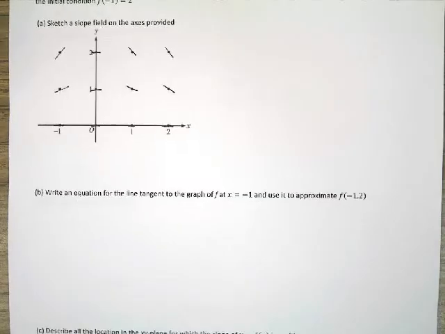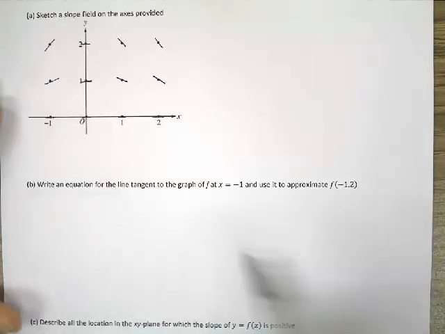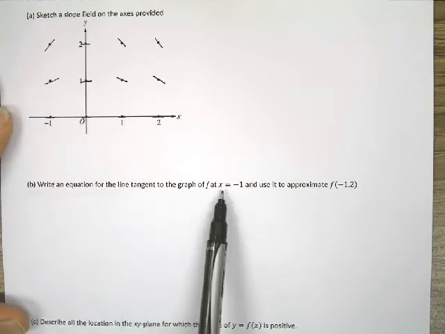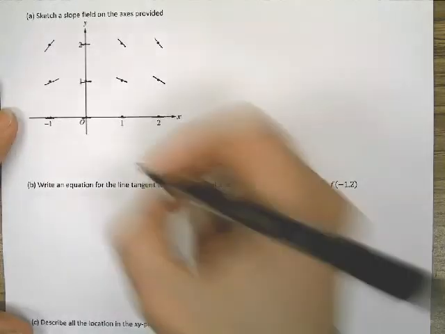So now for part B, it's asking me to write an equation for the tangent to the graph of f at x equals 1, or excuse me, at -1. So now it wants to know for the original function, what would be the equation of the tangent line at x equals -1? And we'll get to the second part of this in a minute.